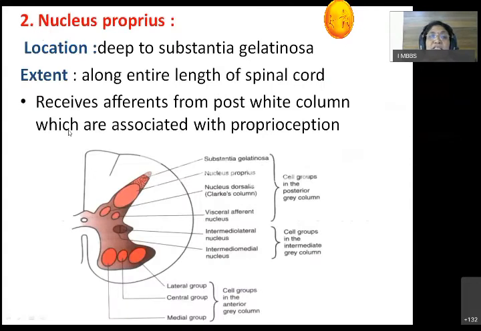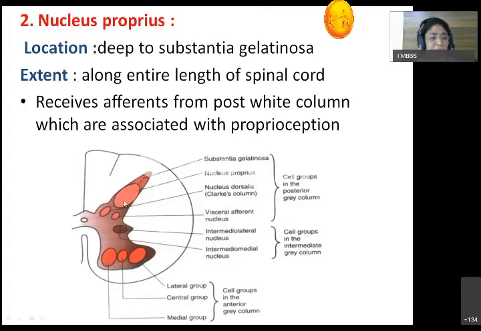The another nucleus is nucleus proprius. Now this nucleus proprius is present deep to the substantia gelatinosa, and it extends along the entire length of spinal cord. It receives afferents from the white column. This is the white column, the posterior white column. So it receives afferents from the posterior white column, which are associated with proprioception.